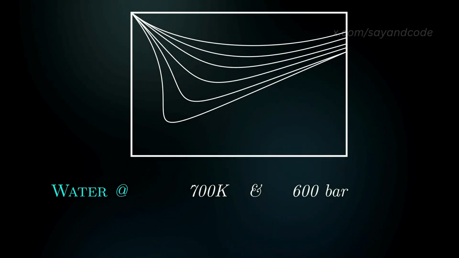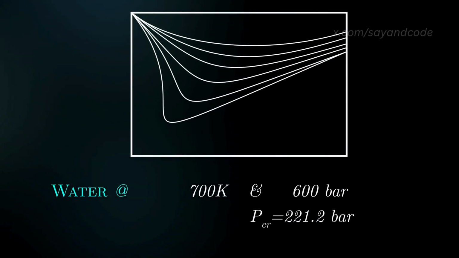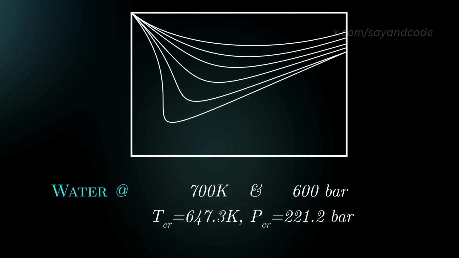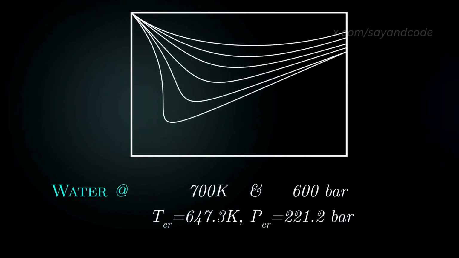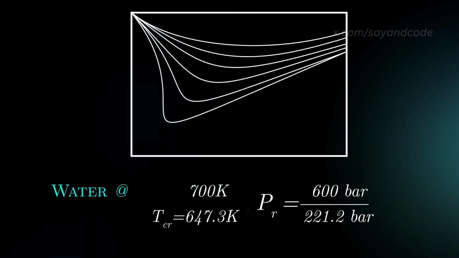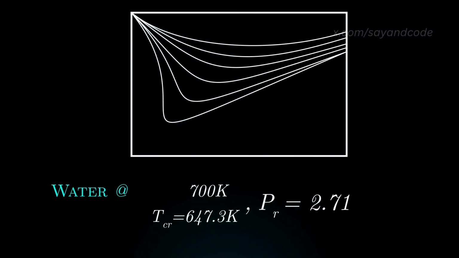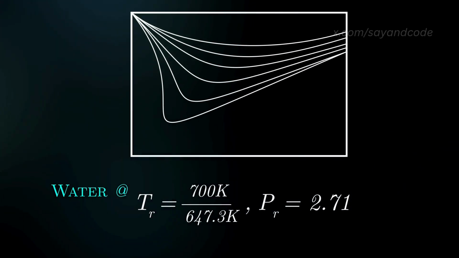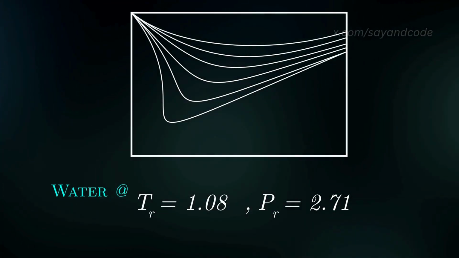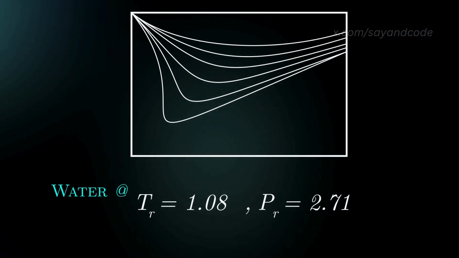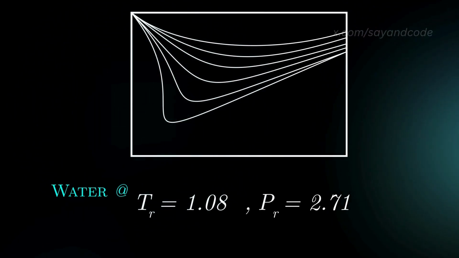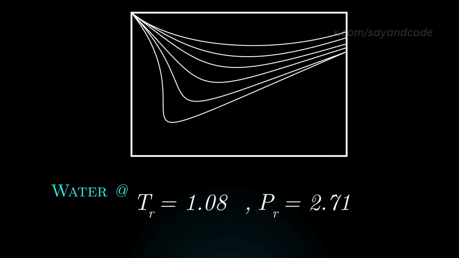For water, the critical pressure is 221.2 bar, and critical temperature is 647.3 K. So we can calculate the reduced pressure from given pressure by critical pressure as 2.71, and the reduced temperature from given temperature by critical temperature as 1.08. Remember, reduced properties do not have units, because they are just ratios. They show us how close we are to the critical point.